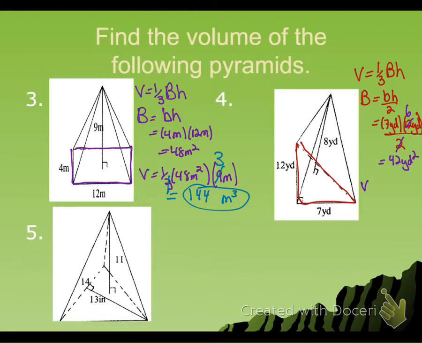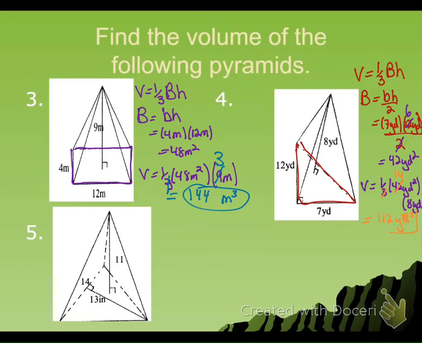Okay, so we're down to plugging it in. So we now have the volume equals 1/3 area of my base, which is 42 yards squared, times my height of, what's the height of the whole figure? 8. So we see that 3 goes into 42 how many times? 14 times. What is 14 times 8? 112. Then we have yards cubed.